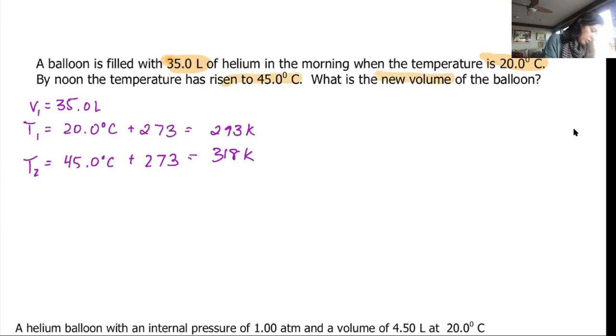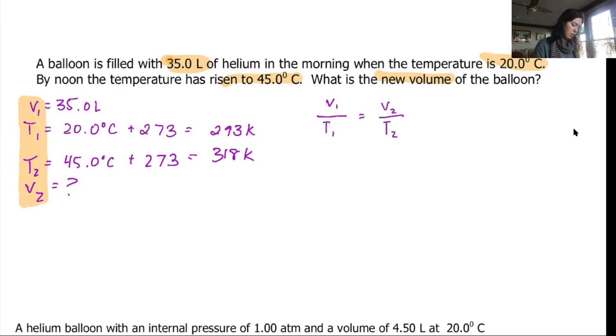What is the new volume? So V2 equals question mark. Okay, so I look and I see I'm dealing with volumes and temperatures, therefore pressure and amount of gas particles stay the same. I know that V1 over T1 equals V2 over T2. That is Charles's law. So let's just plug those guys in, right?